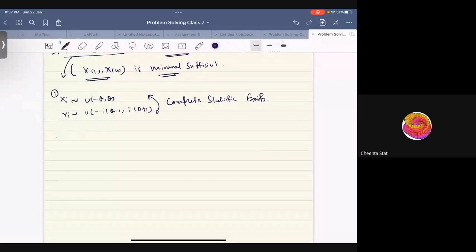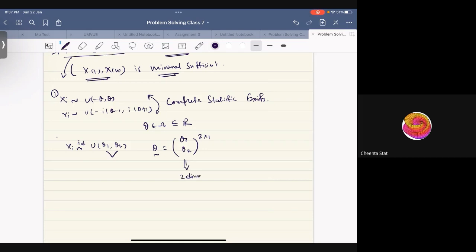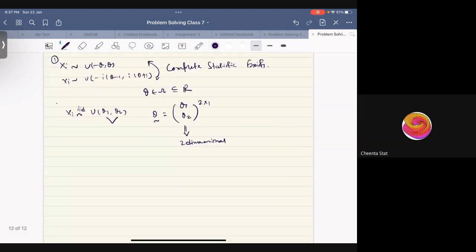Now here you can see, what is the parameter involved? Theta, only theta. Theta belongs to omega, and omega is a subset of the real space. It is the conceptual thing. Real space means here it is a one-dimensional thing, a real line. But if it is given X_i IID uniform theta 1, theta 2, then there are two parameters. Then it is theta curl, which is a vector, theta 1, theta 2, 2 cross 1. It is two-dimensional. Have you got the idea, everyone? That idea I'm writing.